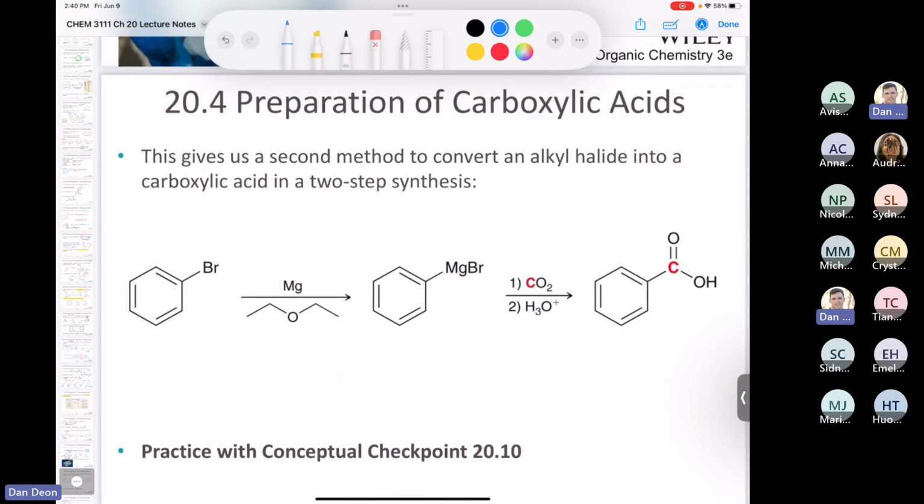We can use the nitrile method by using sodium cyanide, and we can also use the Grignard method, which I have shown here. So again, this is kind of the Grignard pathway towards making a carboxylic acid. It's pretty ingenious when you think about it, just using carbon dioxide.